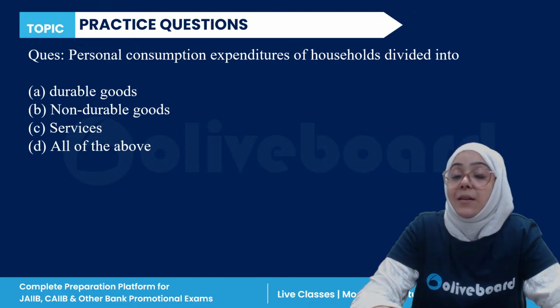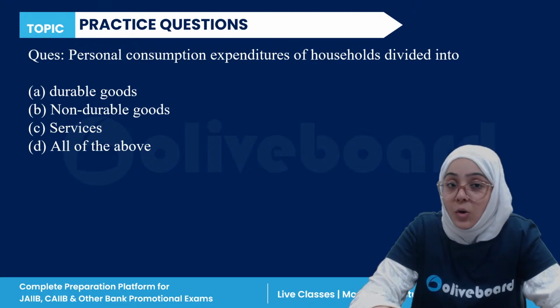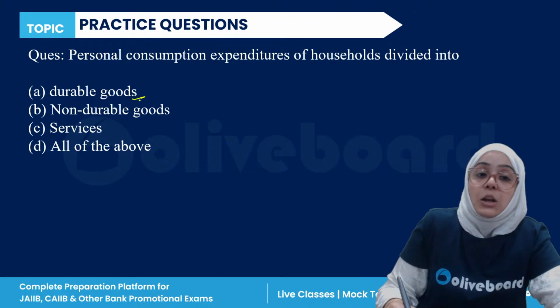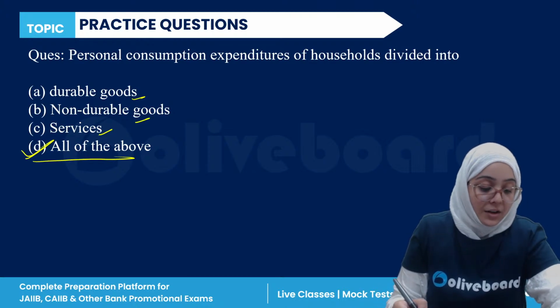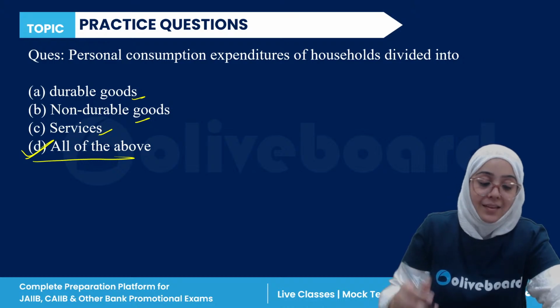Yes, if we talk about the personal consumption expenditure of household, it is actually durable, non-durable, service, everything. So all of the above is the correct answer. D is the correct answer, everyone. Yes, D is the correct answer.